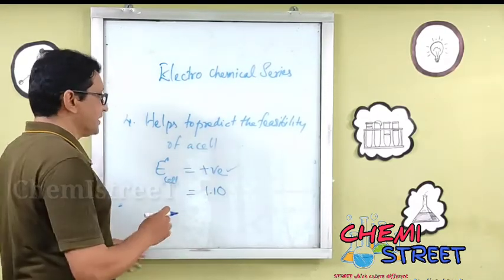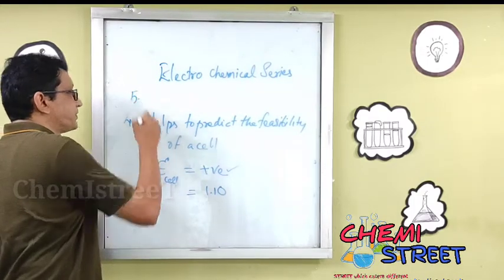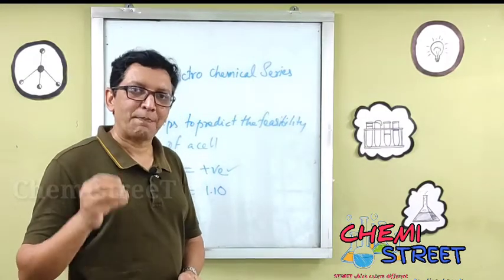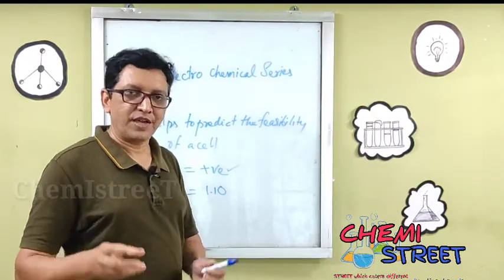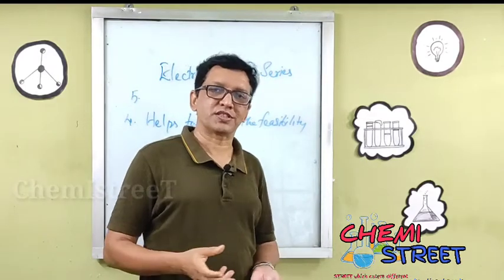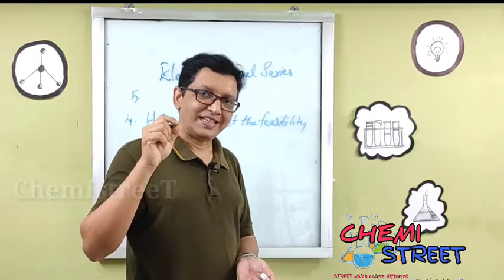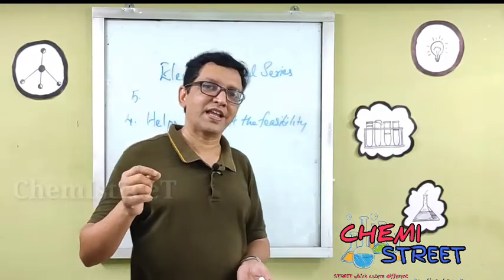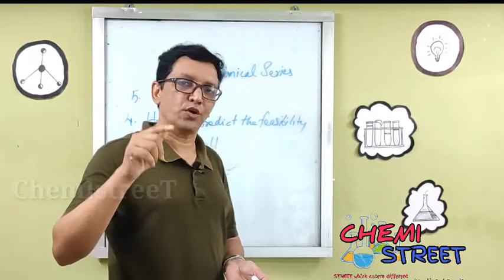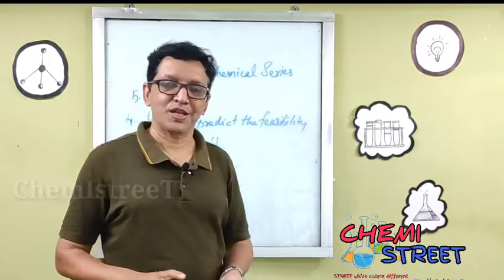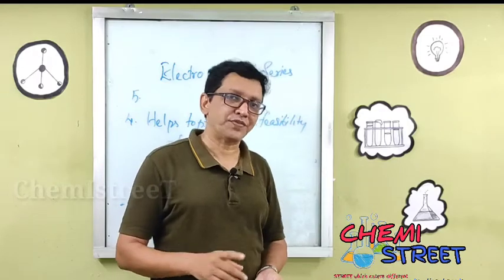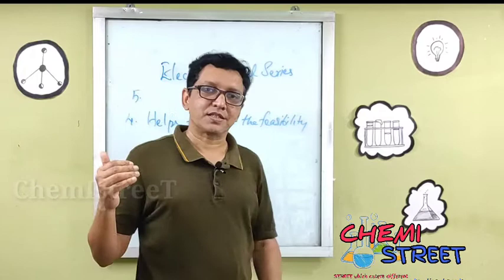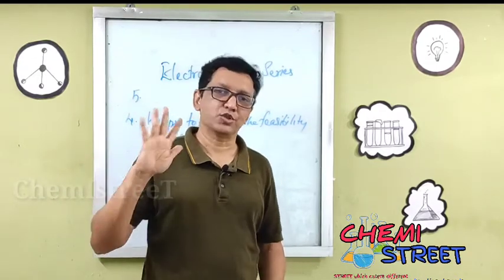Okay, so that is the fourth. The fifth important application is that it helps us to predict the products of the electrolysis. If you are doing an electrolytic process, the values from the electrochemical series will give you an understanding about the products. What are the products you are going to obtain after a particular process? So these are the important applications of electrochemical series, which you have to remember, because questions will be asked from that particular point.